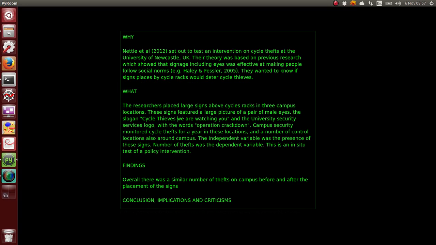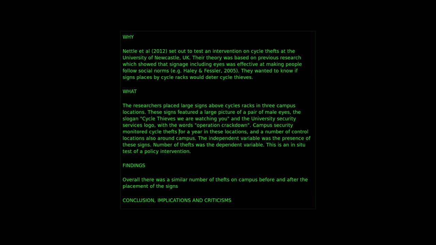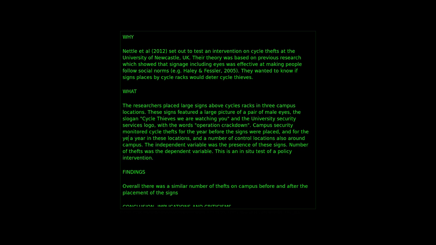The researchers placed large signs above cycle racks. Campus security monitored cycle thefts for the year before the signs were placed and for the year after in these locations and in a number of control locations also around campus. Okay, overall there's a similar number of thefts on campus before and after the placement of the signs.